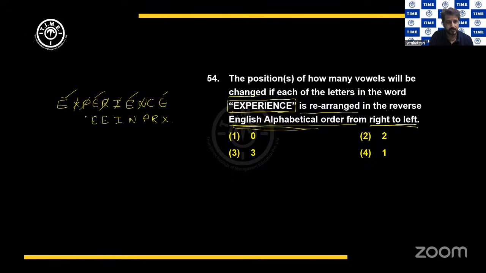E, E, E, E. And then C. Now the question is, how many vowels remain in the same place? One vowel, two vowels. Yes, two vowels remain in the same place. So that is choice 2. Right. Let's see the next question.